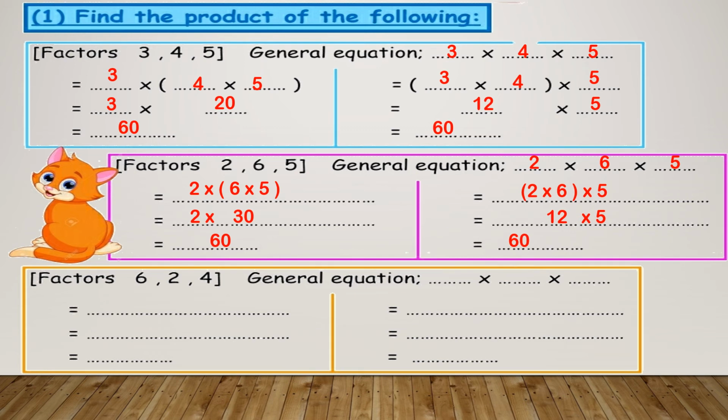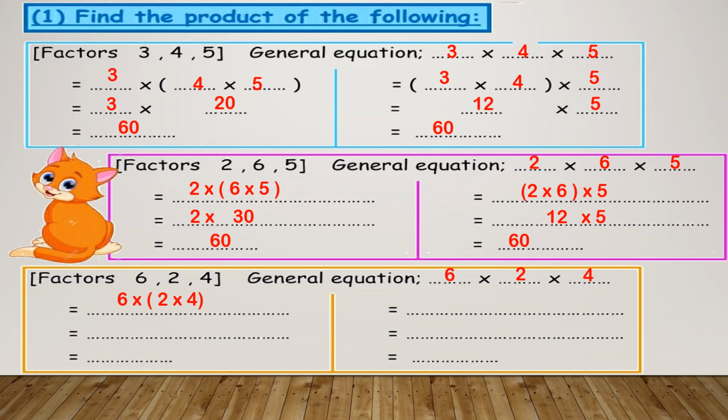So I have the same result here. If I change the place of the bracket, it will give you the same result. The factors here, 6 and 2 and 4, I need to find the general equation of them. So it's 6 by 2 by 4. I will put 6 outside the bracket and I will put 2 and 4 inside the bracket.